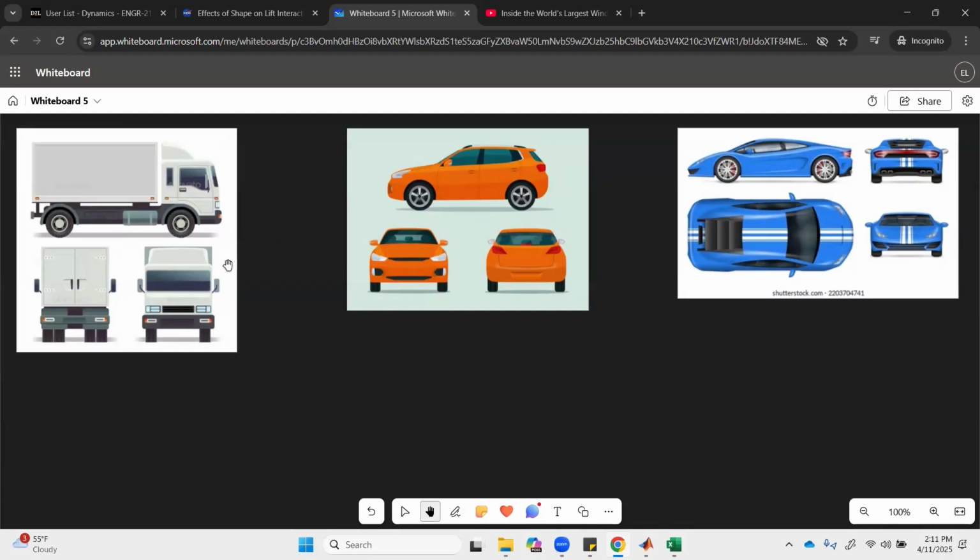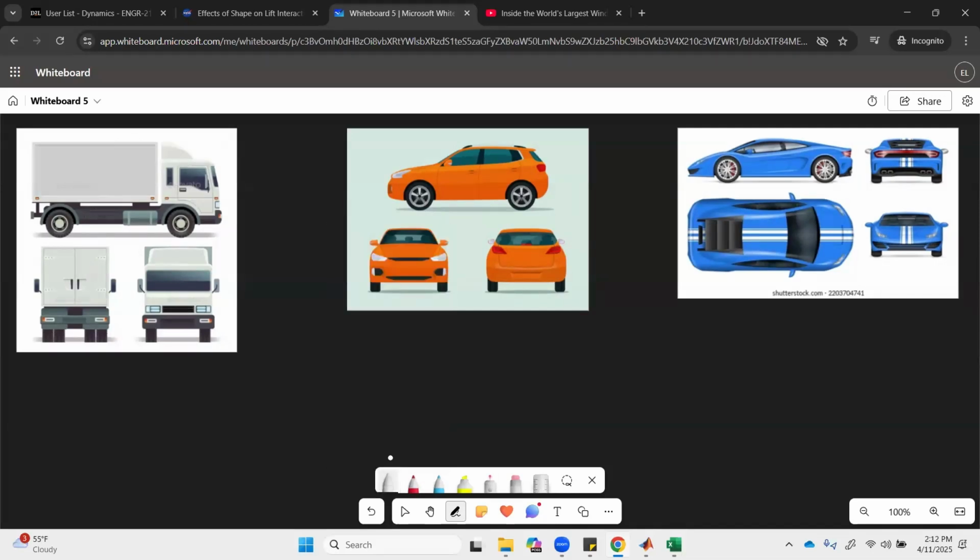Okay, so here we have three different vehicles. We have a truck here in the white. We have an SUV or hatchback car here in the orange, and then we've got a race car here in the blue. So just looking at these, we know that, okay, that truck is probably going to experience the most drag, then the SUV, and then the race car.